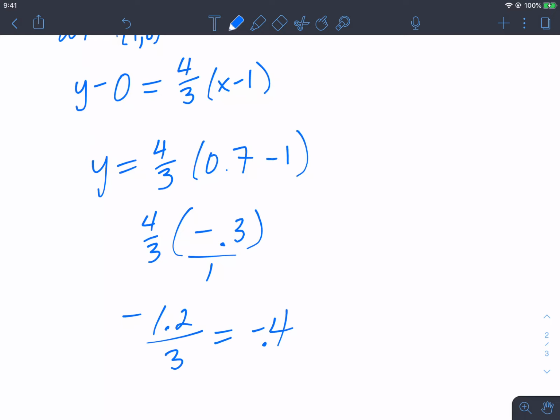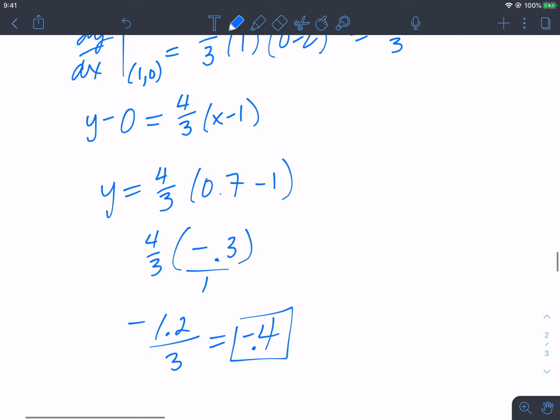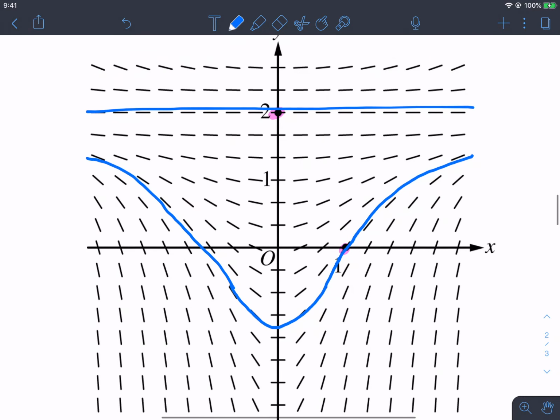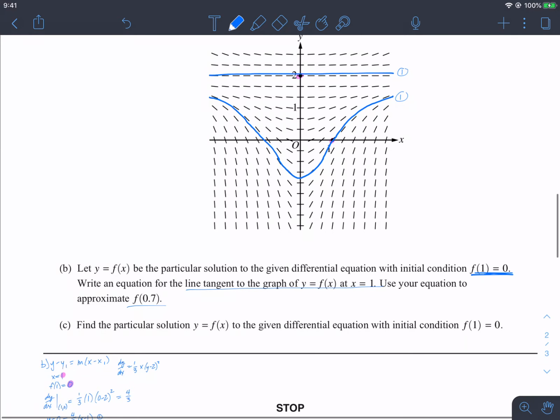I was thinking maybe you can move the decimal over, but honestly, I think it's just easiest to multiply straight across and then divide. So negative 0.4 would be my decimal approximation. You would get 1 point for your tangent line and then 1 point for your approximation here. If we went back to part A, there's 1 point for each of the curves as long as they went all the way through the graph and followed the slope field. Part C: find the particular solution y equals f of x to the given differential equation with the initial condition f(1) is equal to 0.